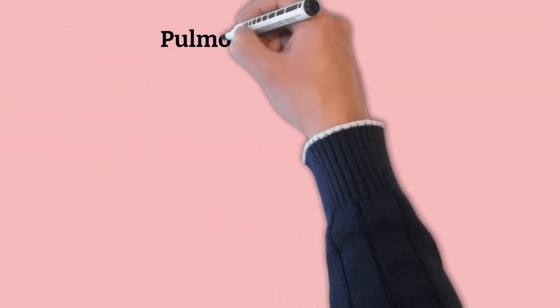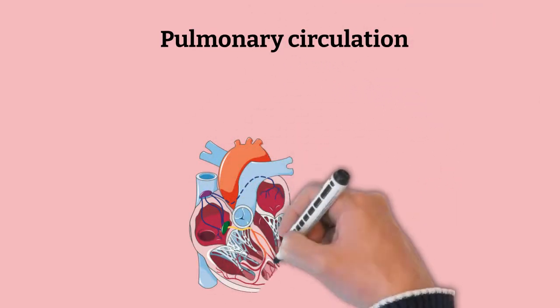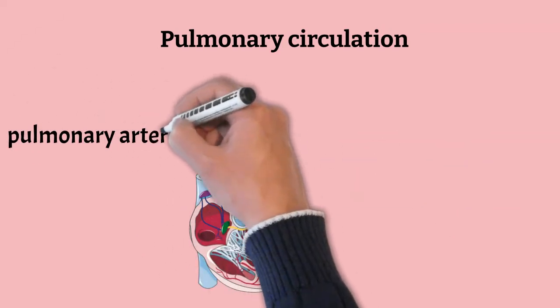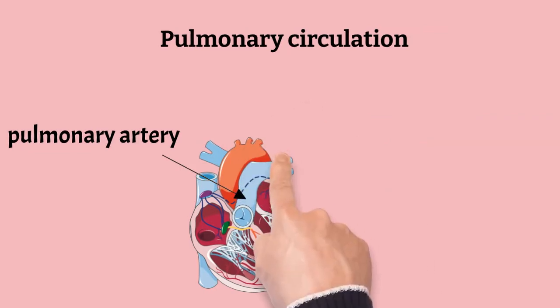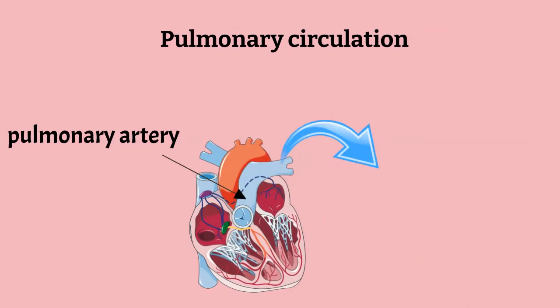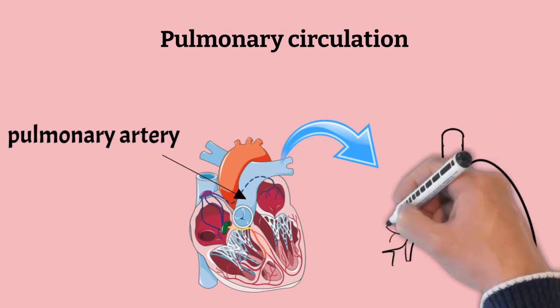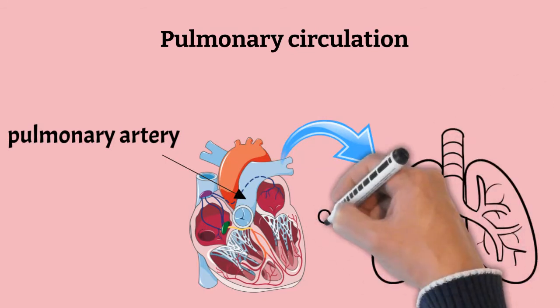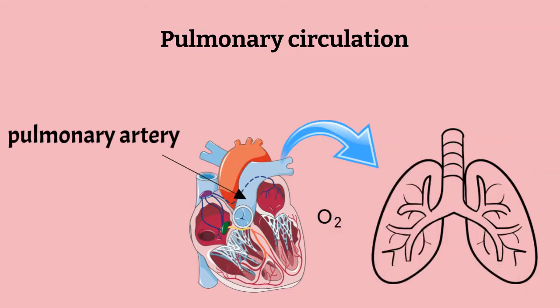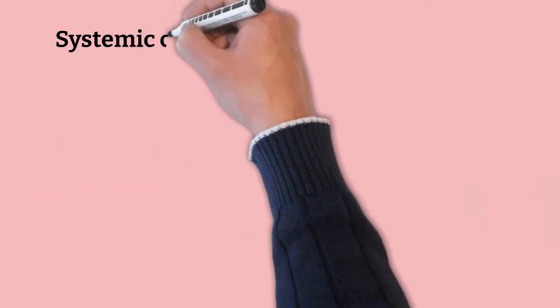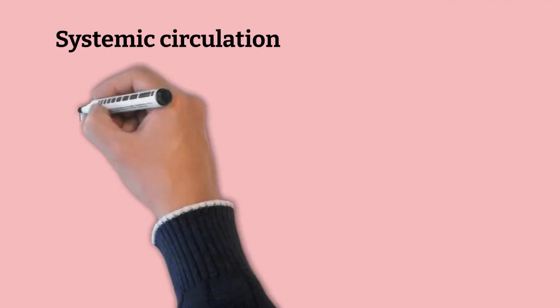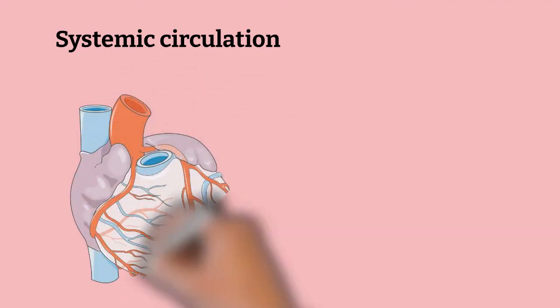In pulmonary circulation, the pulmonary artery is a big artery that comes from the heart. It splits into two main branches and brings blood from the heart to the lungs. At the lungs, the blood picks up oxygen and drops off carbon dioxide. The blood then returns to the heart through the pulmonary veins. In systemic circulation, the aorta is a big artery that leaves the heart carrying the oxygenated blood.